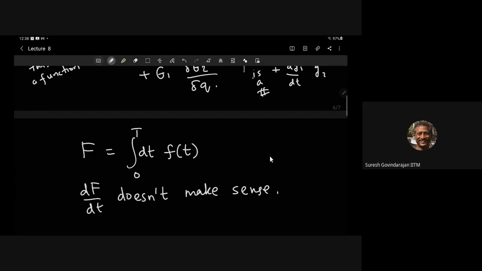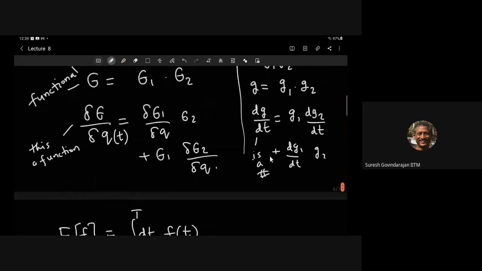Because, like we saw, the correct statement here is this is f of f. Okay, sir. Understood. Sir, does d of capital F divided by d of small f make any sense? Yeah, that is what this is. That's what the whole function derivative is.